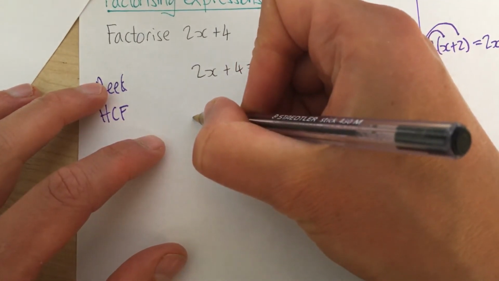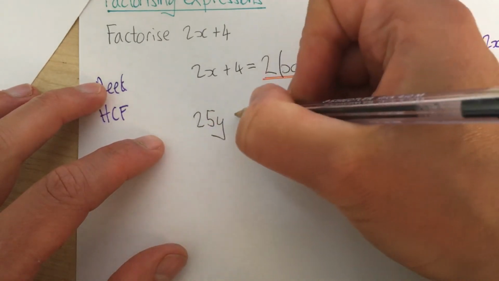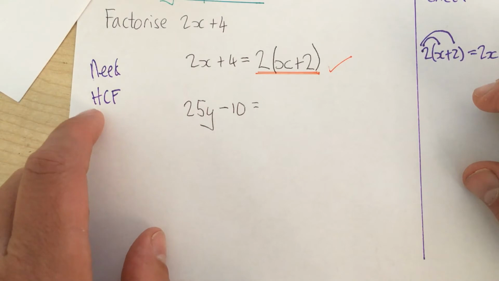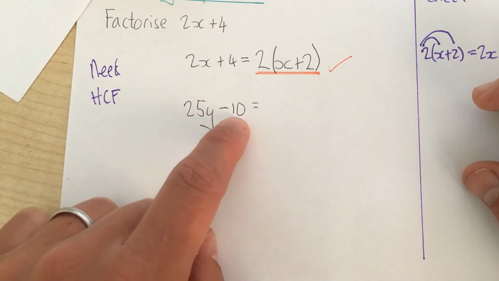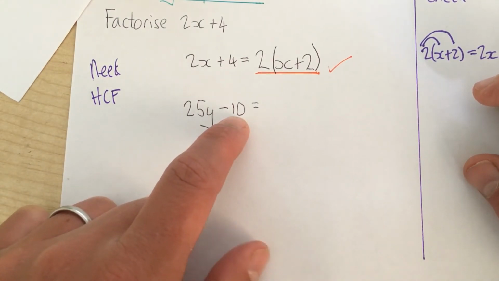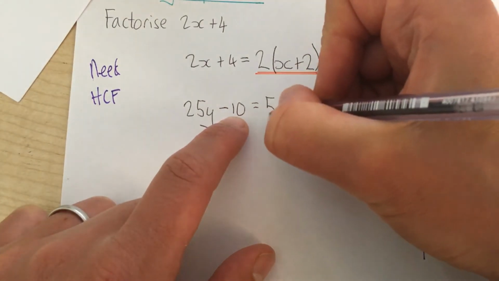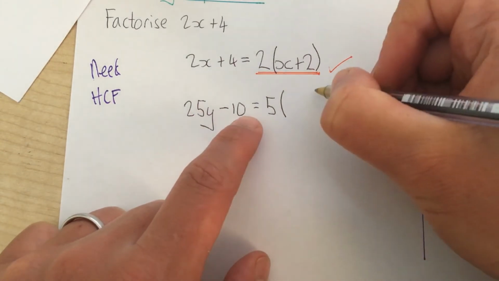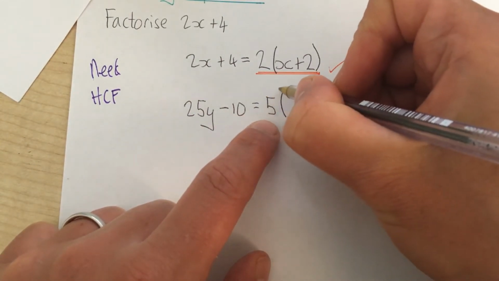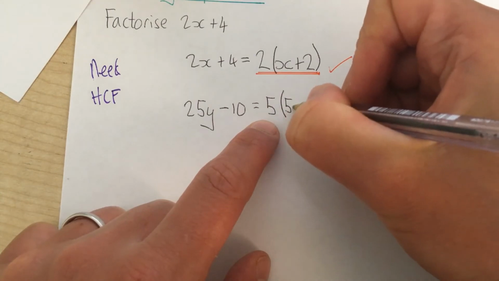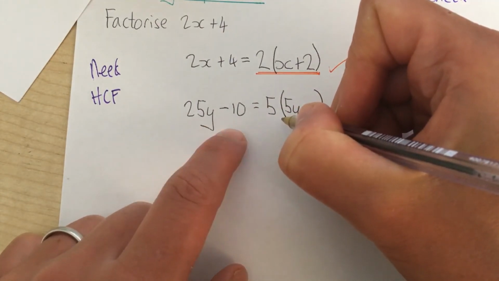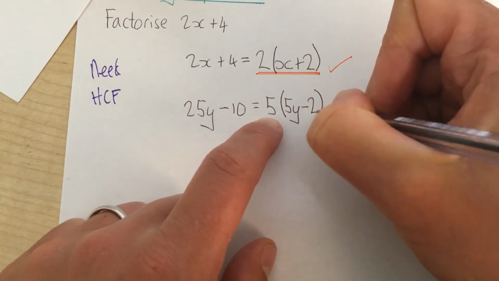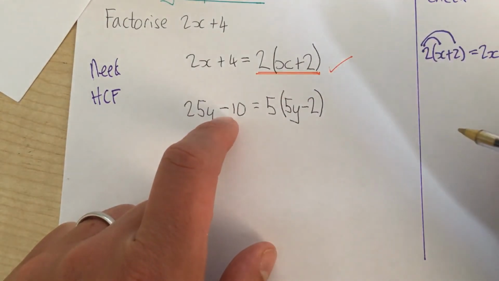Factorize 25y minus 10. Well, I'm looking for the highest common factor of 25 and 10. So let me think, it's 5. So I write the 5 as my factor, my highest common factor. I put the brackets. 5 multiplied by 5y makes 25y. And 5 multiplied by negative 2 makes negative 10 or minus 10.